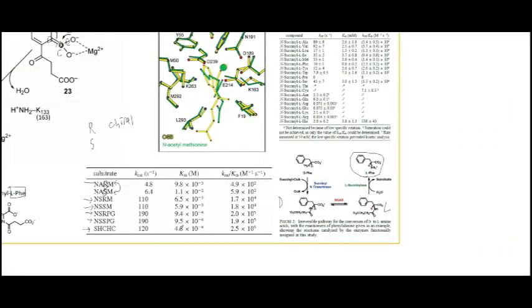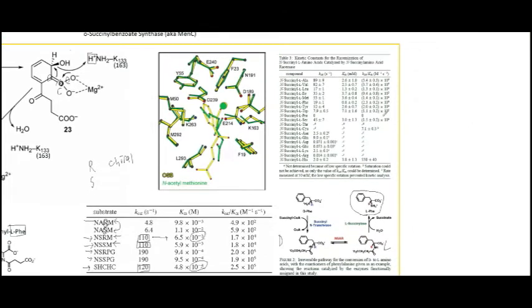But we can see that the turnover rates for these N-succinyl amino acids are very similar to that for our vitamin K pathway, and the binding affinity isn't quite as good. It's on the order of 10 to the negative 3, where the SEPHCC is 10 to the negative 4, so it's about one order of magnitude tighter binding for the SHCHC. And then up here is kinetics for the N-succinylated versions of all of the L amino acids.